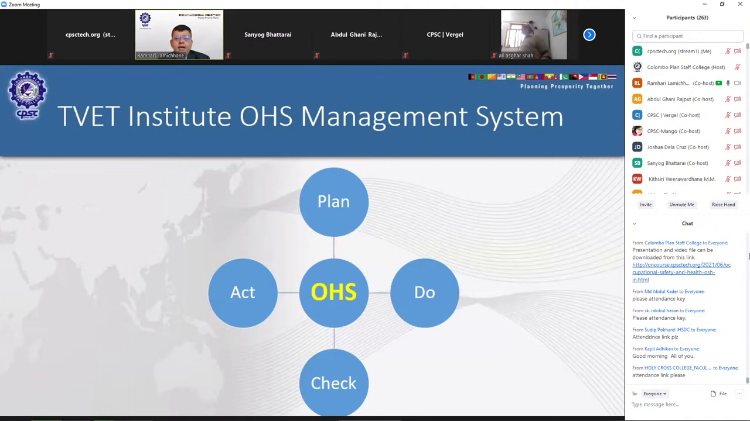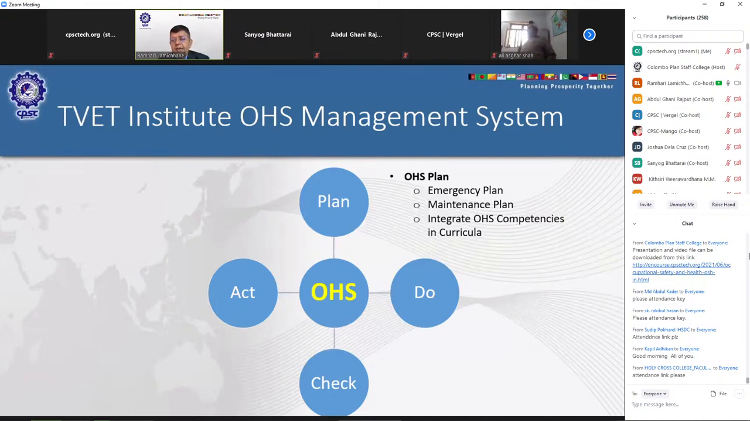That's why, regarding the occupational health and safety management system within TVET institutions, what are the systems we have to develop? What is the TVET institute occupational health and safety management system? First, we must have a plan. Plan means every institution where we are working should have an OHS plan, an occupational health and safety plan.